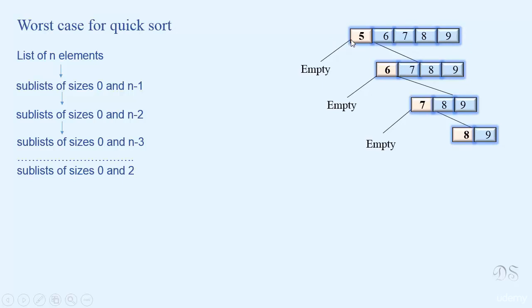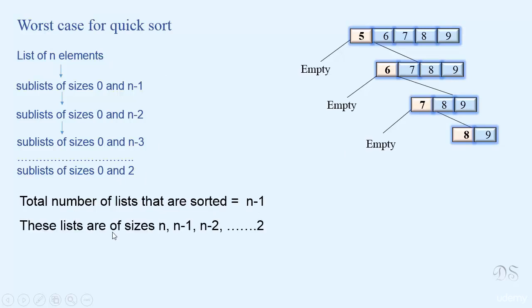So first we get one empty sublist and a sublist of size 4. Then we get this empty sublist and a sublist of size 3. Then we get this empty sublist and a sublist of size 2. So the total number of lists that are sorted is equal to n minus 1. And the sizes of these sublists are n, n minus 1, n minus 2 and 2.